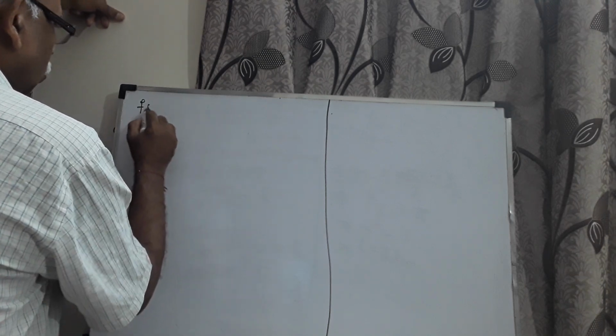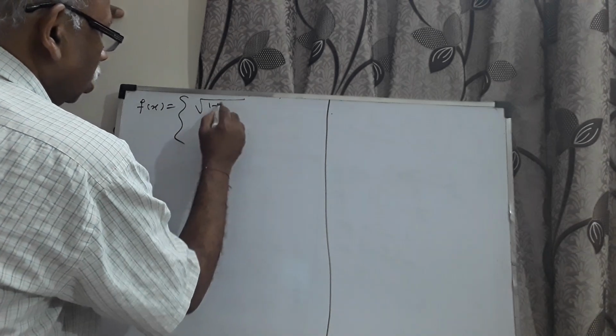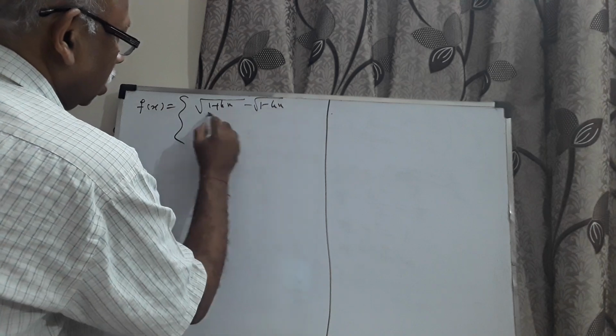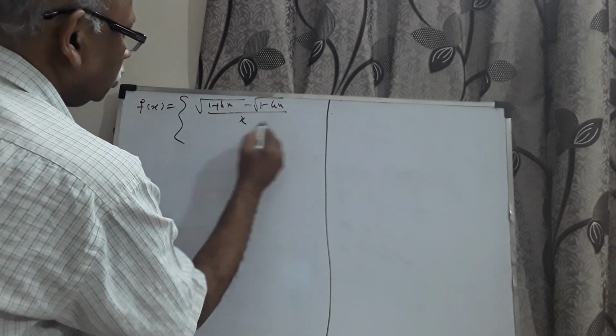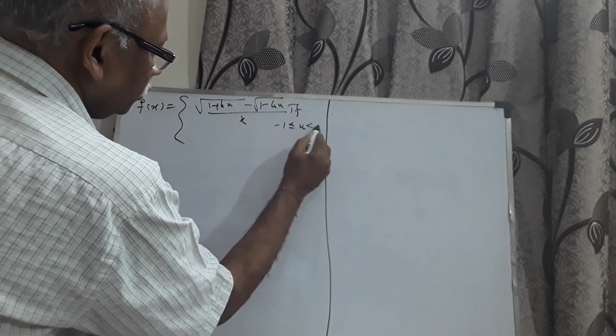The second question goes like this. You are given f of x equal to (root of 1 plus kx minus root of 1 minus kx) by x, if minus 1 is less than or equal to x less than 0.